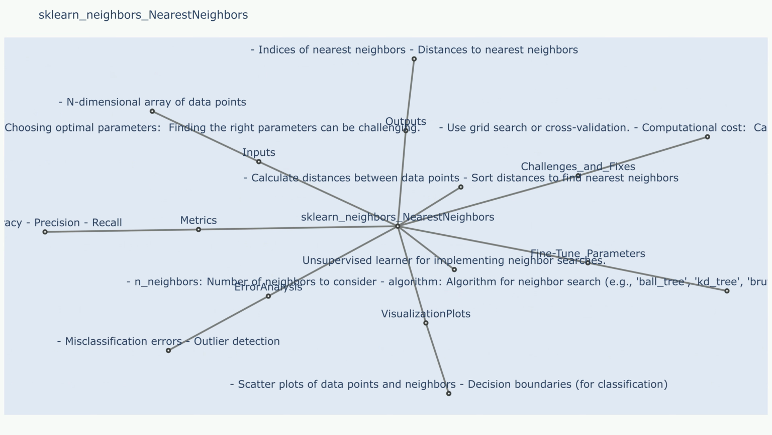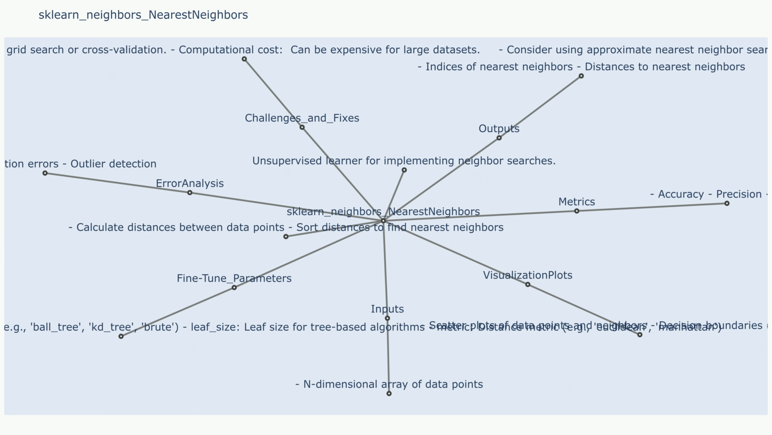Fine-tune parameters. N neighbors. This parameter controls the number of nearest neighbors to find. Algorithm. This parameter specifies the algorithm used to find neighbors, e.g. ball tree, KD tree, brute. Leaf size. This parameter influences the efficiency of tree-based algorithms, e.g.